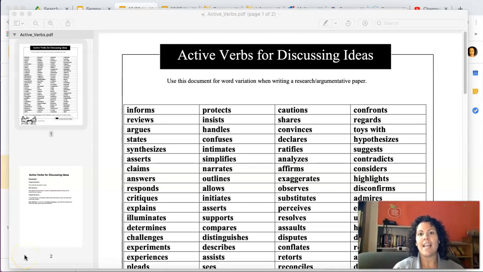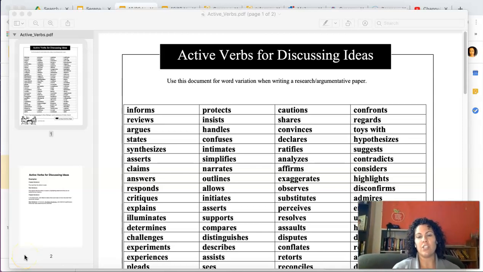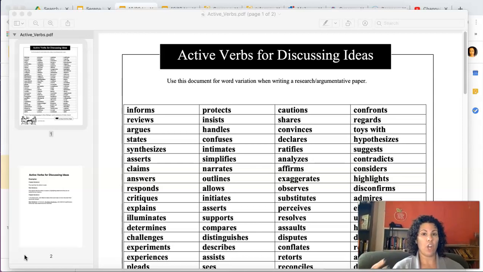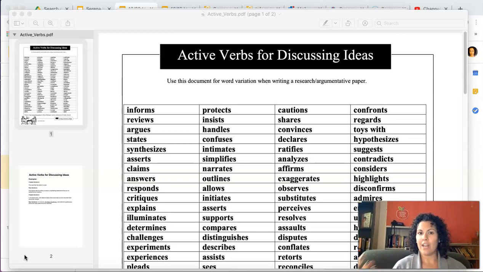Today we're going to discuss active verbs for discussing ideas. Just as verbs are extremely important when you're writing a narrative to show and not tell, verbs are just as important when we write literary analysis, or informational text, or argument as well. So we want to think through the words that we are using.